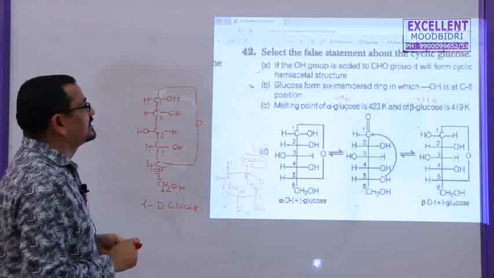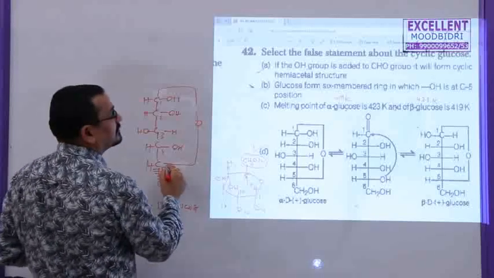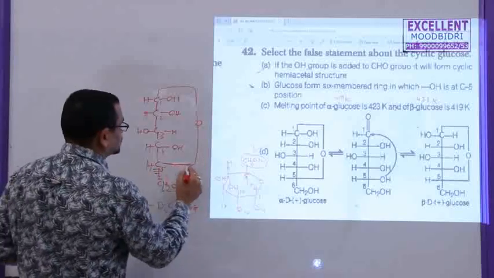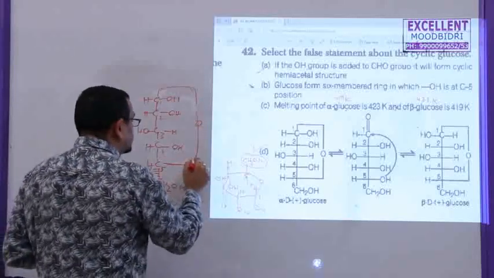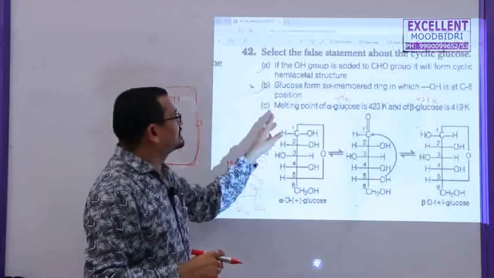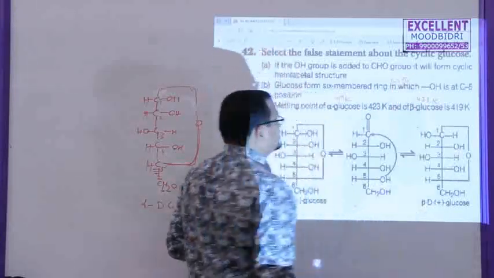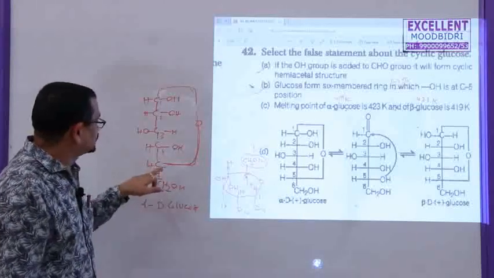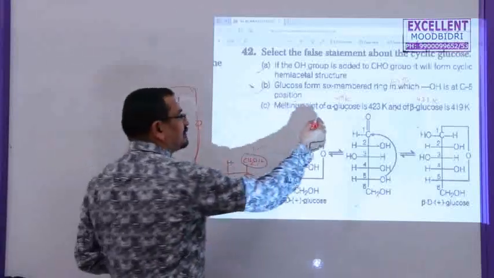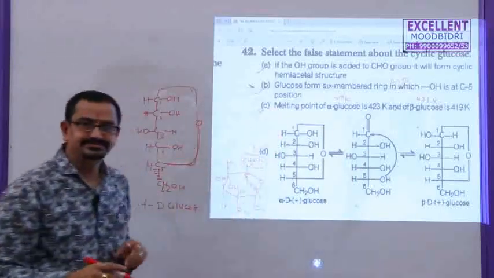Glucose forms a 6-membered ring in which OH is at C5 position. I think there is a typing error here. So 6-membered ring is formed with OH at C5 position. So in that meaning this is also correct. So then the false line about this is melting point. The false line is melting point of alpha D glucose is 419 and beta D glucose is 423. It's given in reverse, so false line is third option.